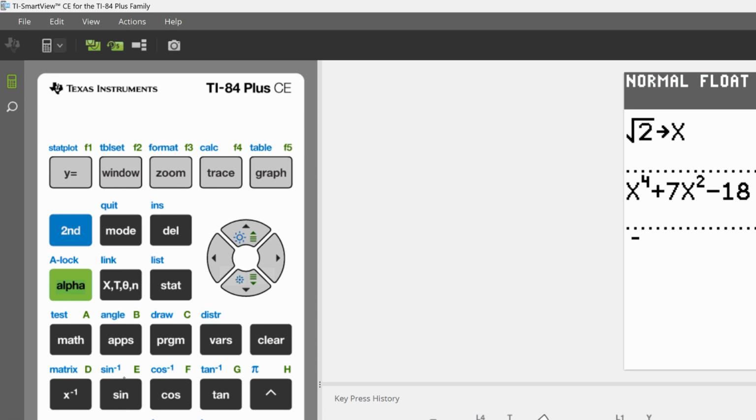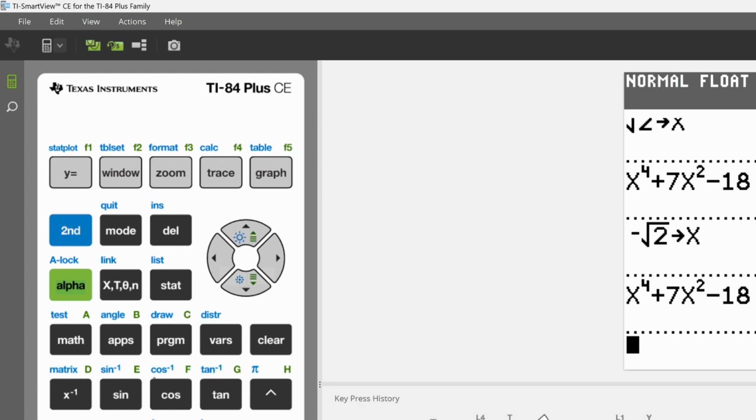Now the nice thing with using this store function is I can change it from positive square root of 2 to negative square root of 2. Negative square root of 2, store, x. Come back up here, reselect it, and it will now plug in negative square root of 2 for each x, and it shows that it is 0.